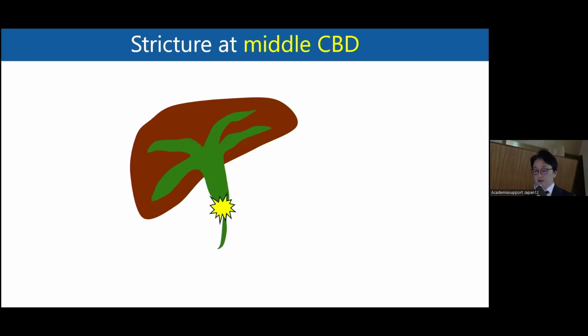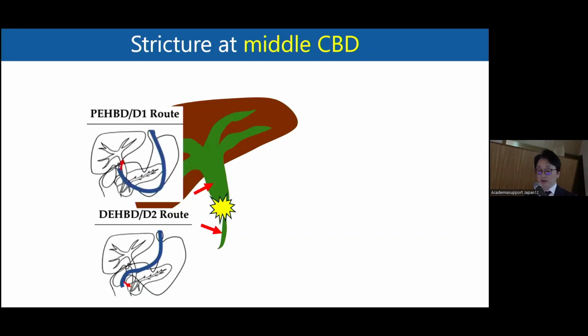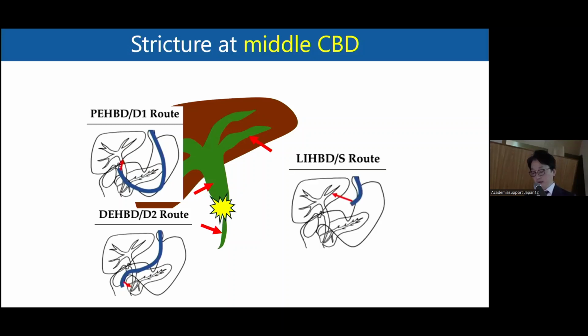For a stricture at the middle CBD, the first choice is the distal CBD because there is no need to pass through the stricture, but the diameter is very thin, so the puncture is very difficult. Next, I recommend this route because of the short distance to the ampulla. And finally, the gastric route.